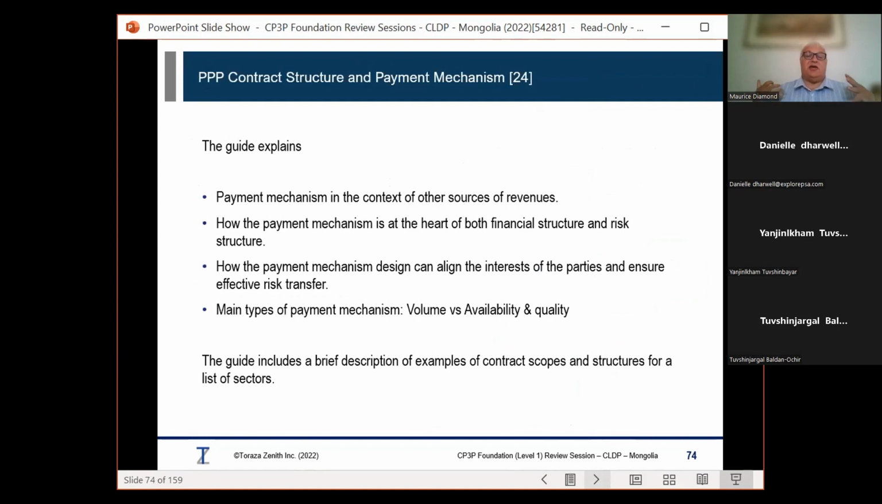So the guide explains the payment mechanism in the context of other sources of revenue. It mentions that it's the heart of both the financial structure and the risk structure. Please make sure you are happy with financial structure and risk structure as terms and what it says about them in the guide. The payment mechanism, the design can align the interests of the parties and ensure effective risk transfer. There is that failure. The failure means that the private sector doesn't get paid, therefore they are taking on that risk. Okay, and then it talks about those types of payment mechanism, which could be availability and quality, or you may have something to do with volume versus availability and quality.